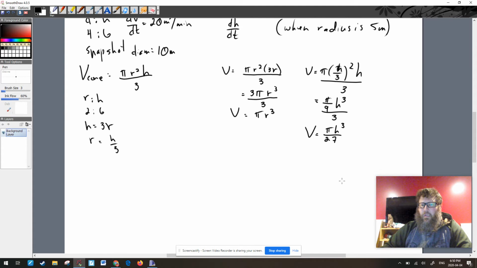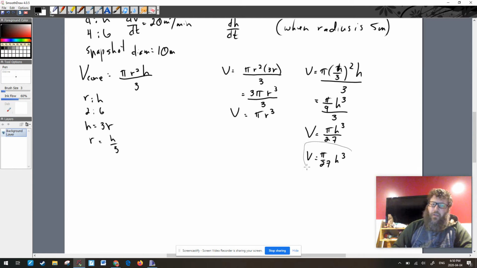So this is still an expression for volume. It's not as elegant, not as nice an expression as the one over here. Probably easier to write it as this. So volume is equal to pi by 27 h cubed. But it's still a pretty reasonable expression. So here's my expression.